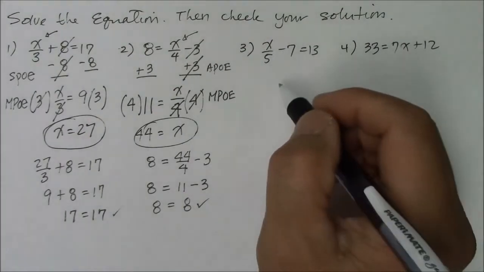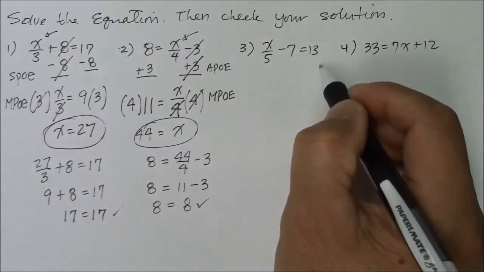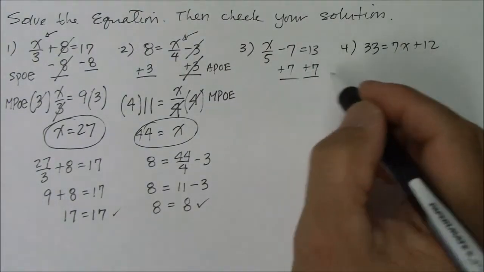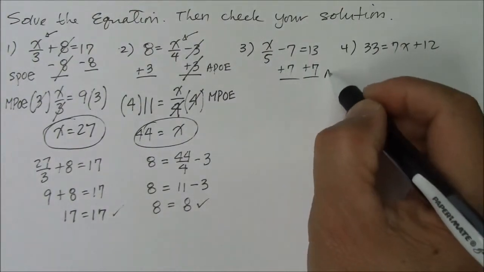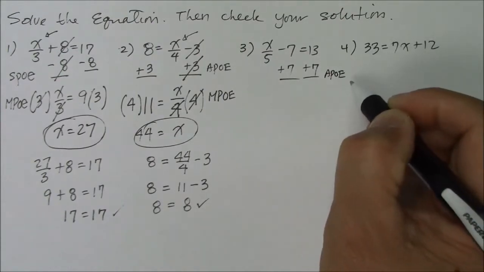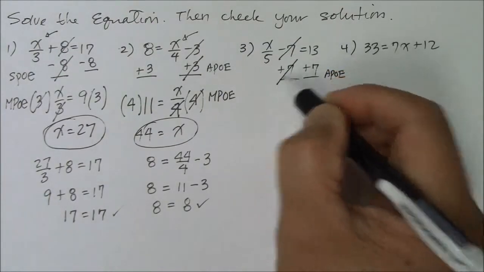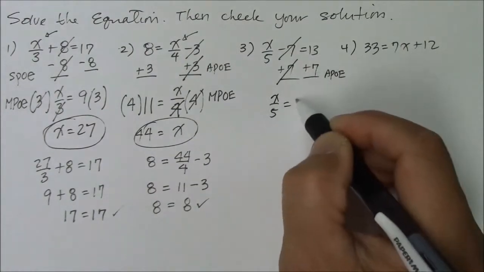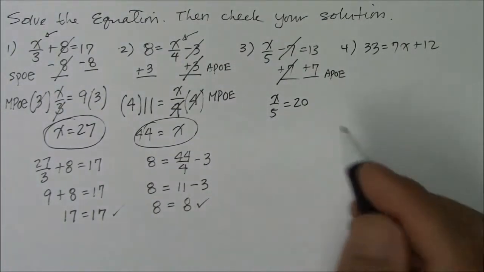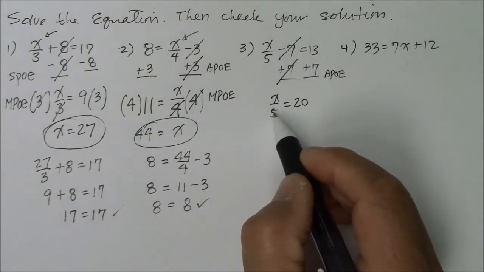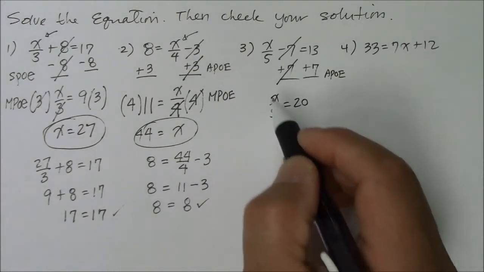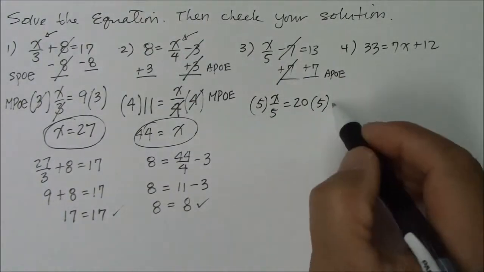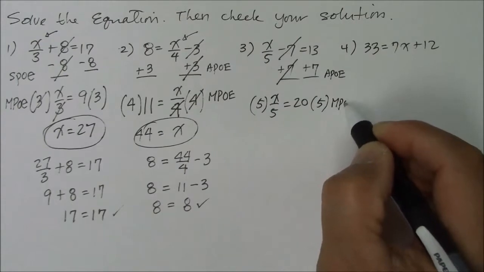And number 3, did you say add 7? Right on. So since we're adding, this is going to be called addition property of equality again. So minus 7 plus 7, they become 0. You have x over 5 equals 13 plus 7, which is 20. And did you say do the inverse of divided by 5, which is multiply 5 to both sides? And this is going to be called multiplication property of equality.